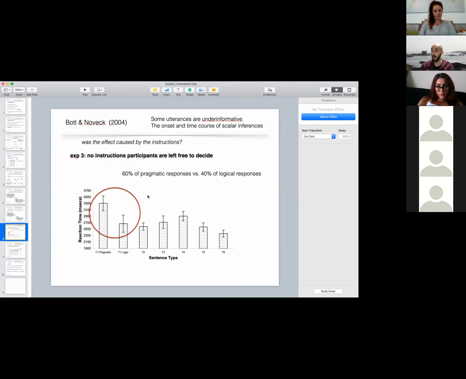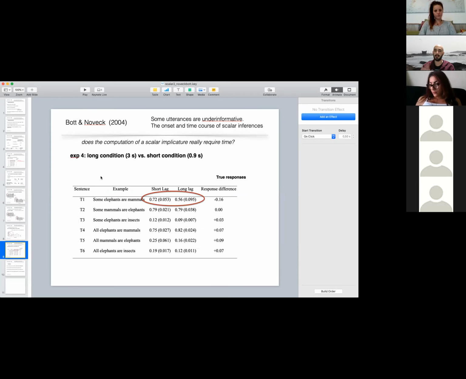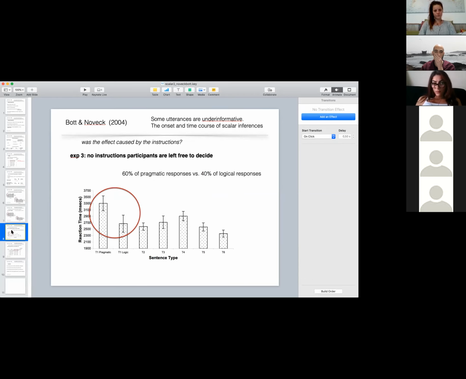So Gricean would predict more cognitive cost for logical response. Relevance theory would predict more cognitive cost for the pragmatic response. And again, oh yeah, it was already this one, sorry. And again, they found that the pragmatic responders took more time to respond, okay?